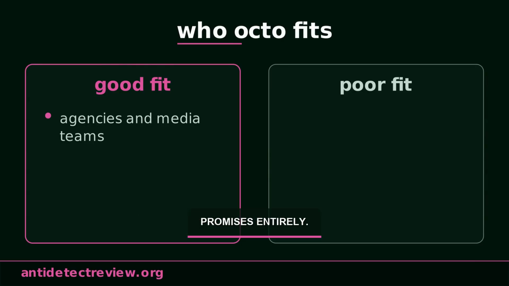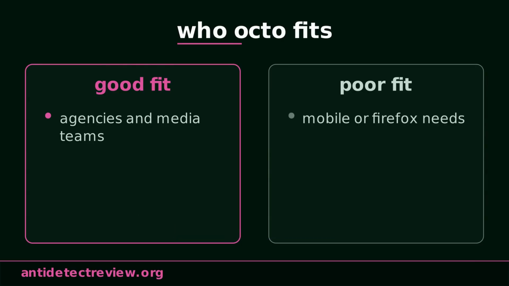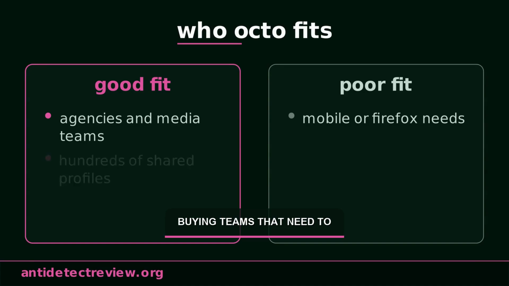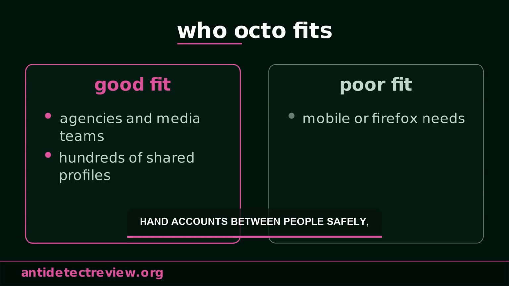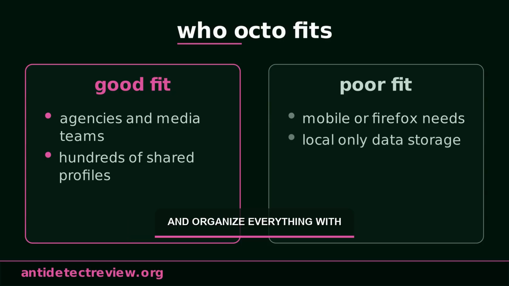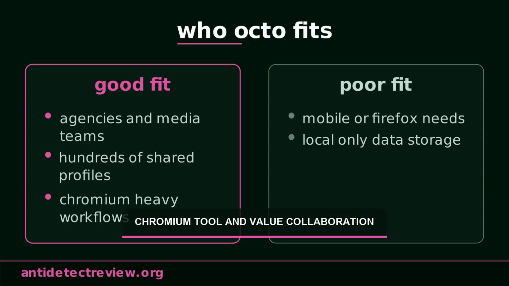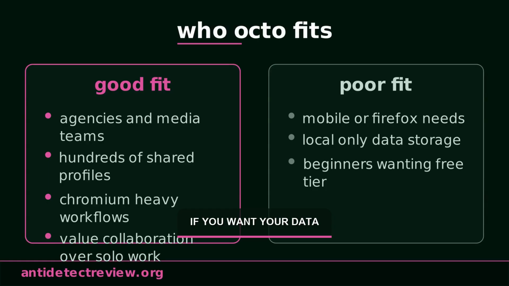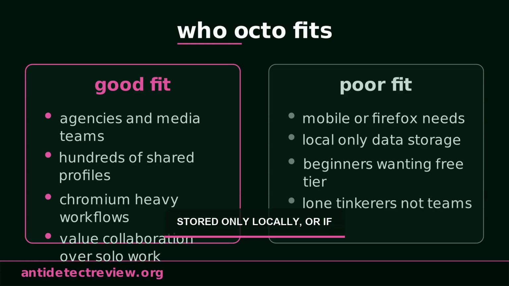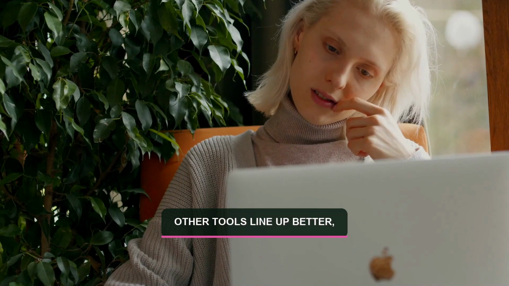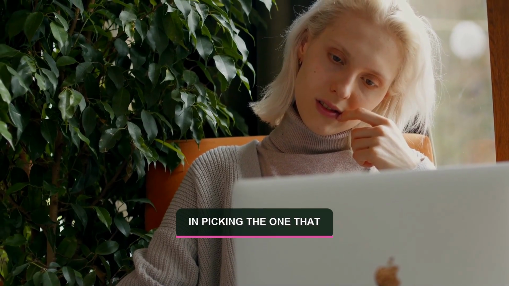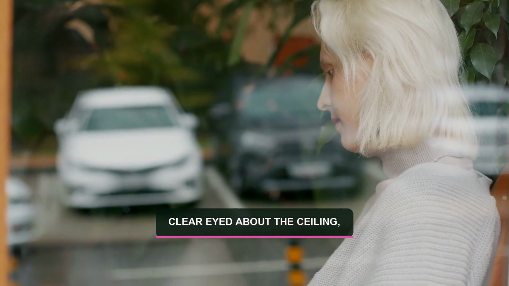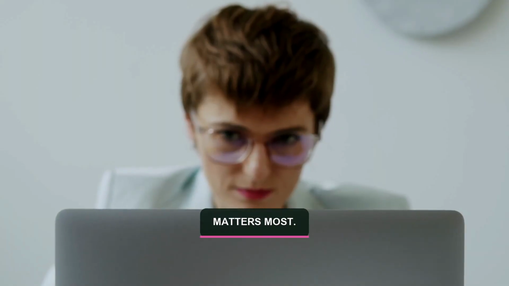So where does Octo fit best? It fits agencies and media buying teams that need to share hundreds of profiles cleanly, hand accounts between people safely, and organize everything with tags and roles. It fits operators who want a polished Chromium tool and value collaboration over lone tinkering. Where it fits less well is just as clear. If you need mobile or Firefox profiles, if you want your data stored only locally, or if you are a beginner hunting a free tier, other tools line up better, and there is no shame in picking the one that matches how you work.